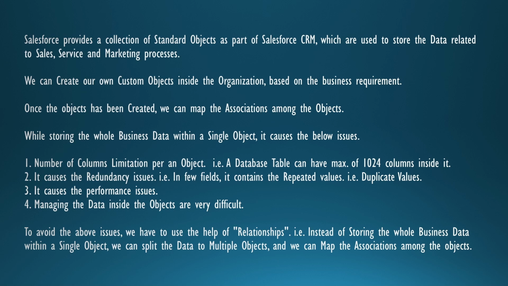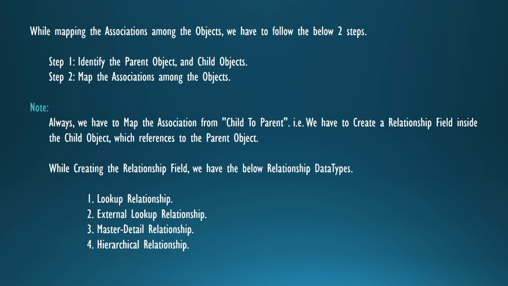To avoid the above issues, we have to use the help of relationships. Which means, instead of storing the whole business data within a single object, we can split the data into multiple objects, and we can map the associations among the objects. While mapping the associations among the objects, we have to follow the below 2 steps. Step 1. Identify the parent object and child objects. Step 2. Map the associations among the objects.